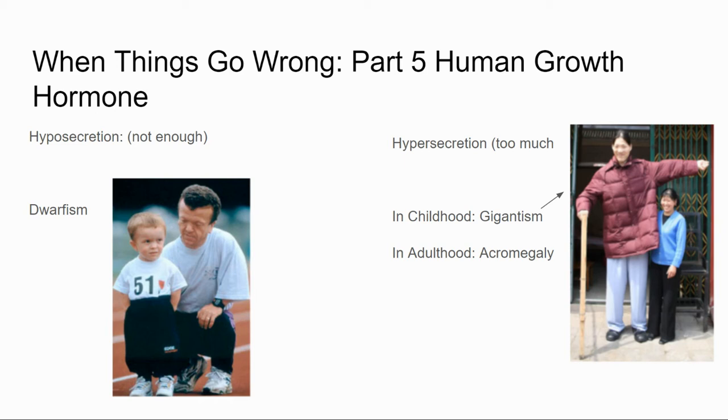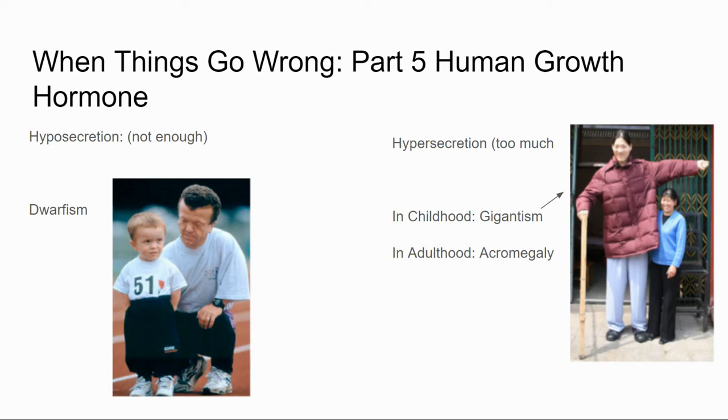All right. So that's what hyposecretion means. It's not enough, so you suffer from a type of dwarfism. It can be reversed a little. You can take a few different types of growth hormone to help stimulate growth, and you can grow a little bit.